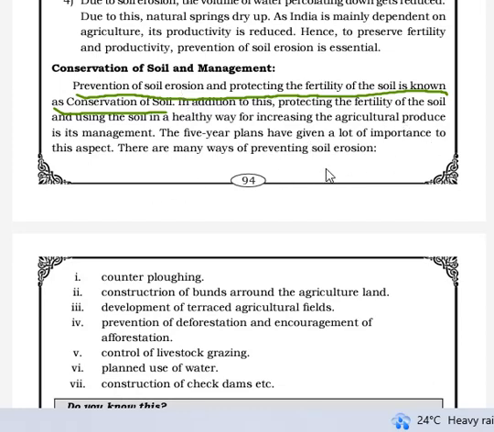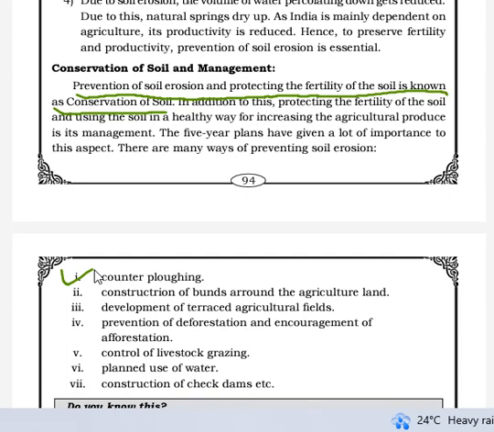There are many ways for preventing soil erosion. So in this, the question will be asked, what are the different ways by which we can prevent soil erosion? So the first method is contour plowing. In contour plowing, what happens? Different slopes are made, different contours are made. In this, agriculture is done. So if plants are grown in that area, the loss of water will be less in contour plowing.